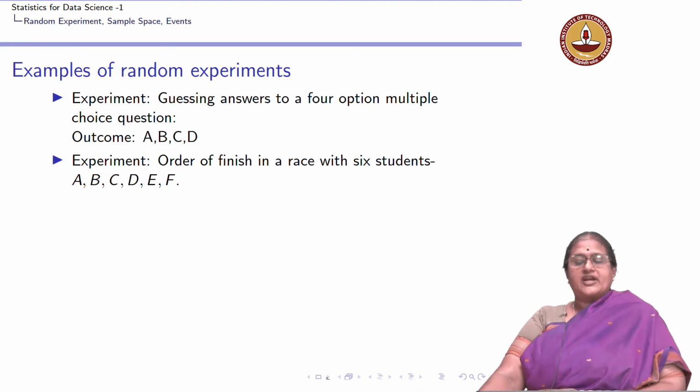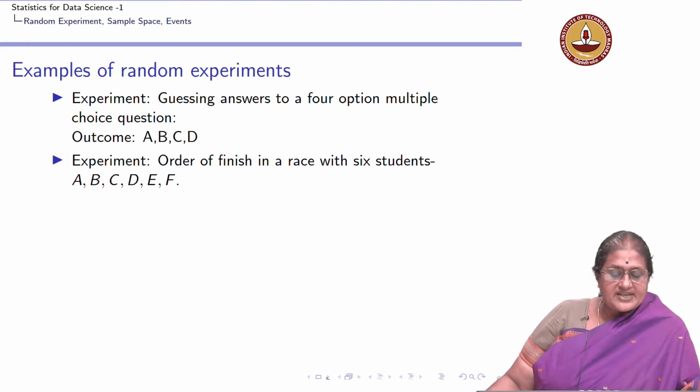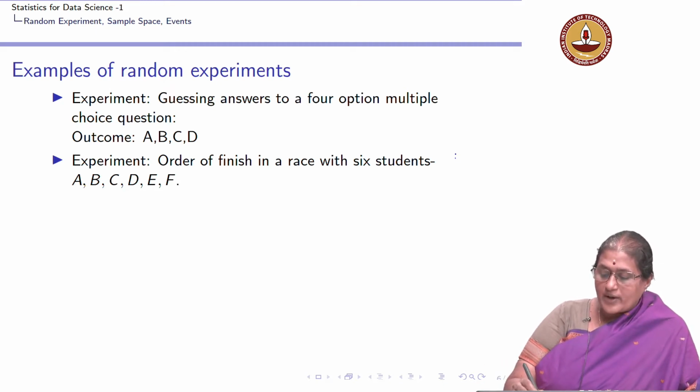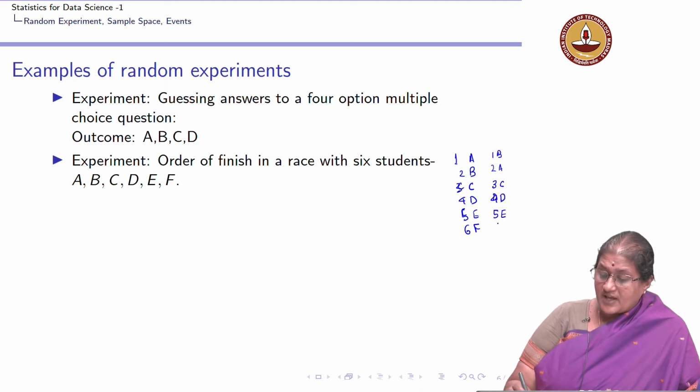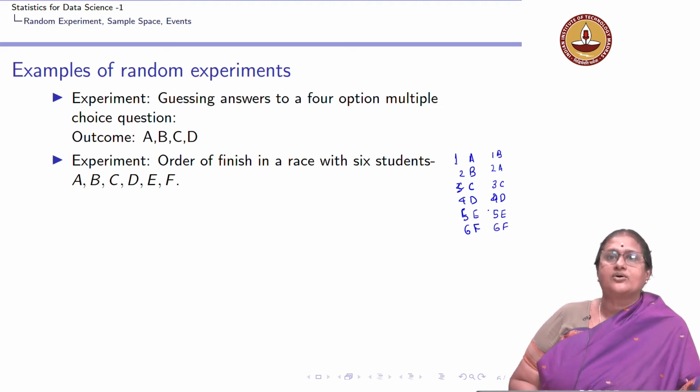Order of finish in a race with 6 students. I have A, B, C, D, E, F. By order of finish, I mean that, for example, in one order of finish, A comes first, B comes second, C comes third, D comes fourth, E comes fifth and F comes sixth. This is one order of finish. In another order of finish, B comes first, A comes second, C comes third, D comes fourth, E comes fifth and F comes sixth. This is another order of finish.